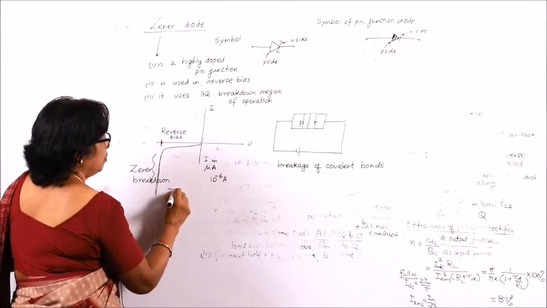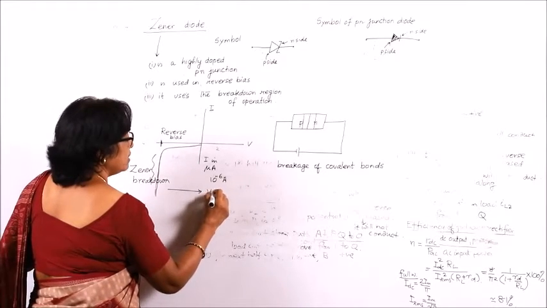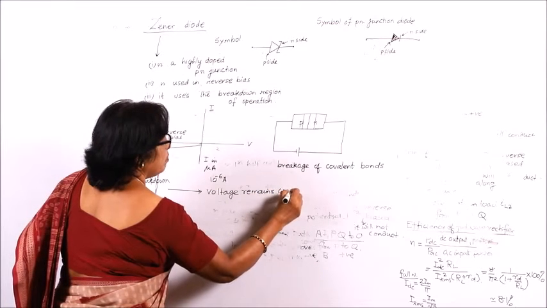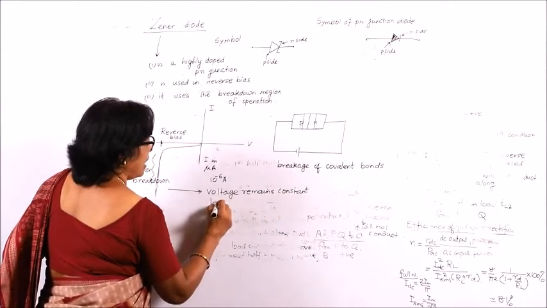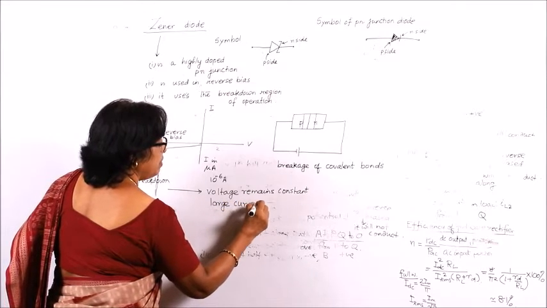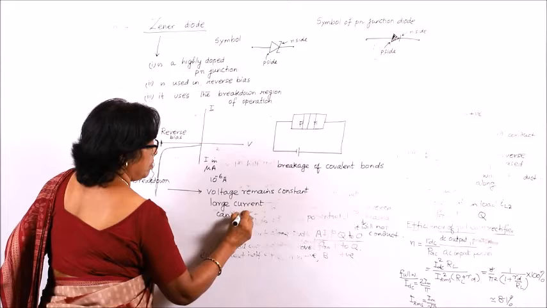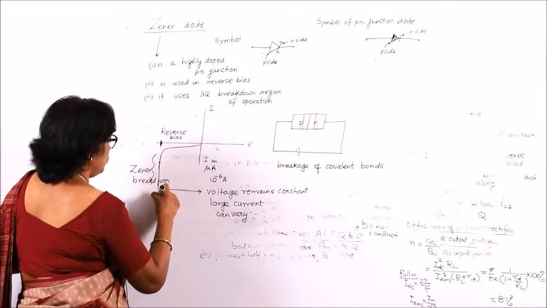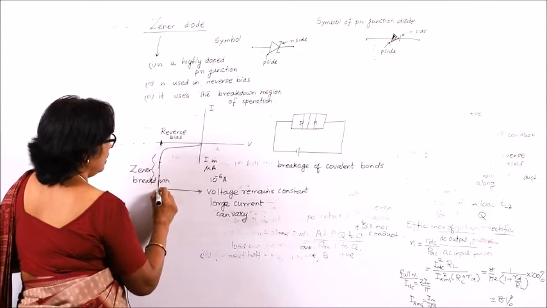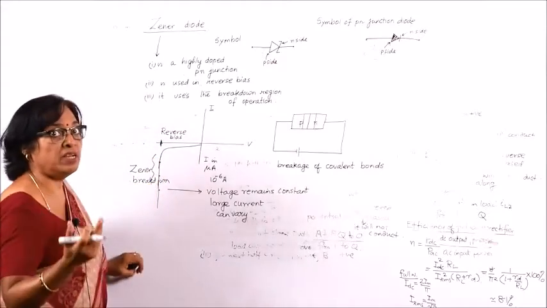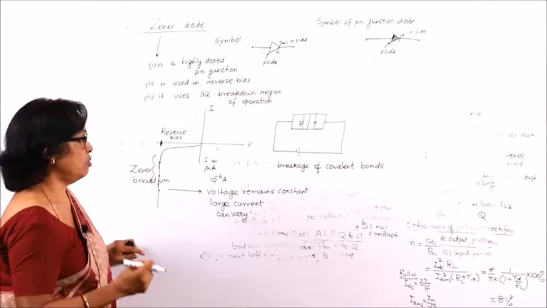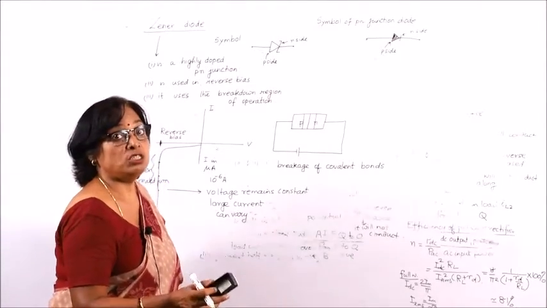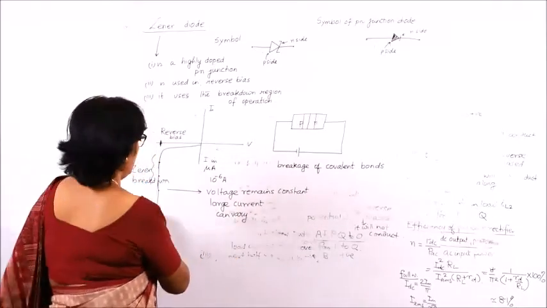So, what is the main property of Zener breakdown? Voltage remains constant, the current is large, and this large current can also vary. For the same voltage, the current can be this, this, or this, it is more or less a straight line. That is the main idea of the Zener diode. That is why the Zener diode is used as a voltage regulator. Next, we see how a Zener diode can be used as a voltage regulator.